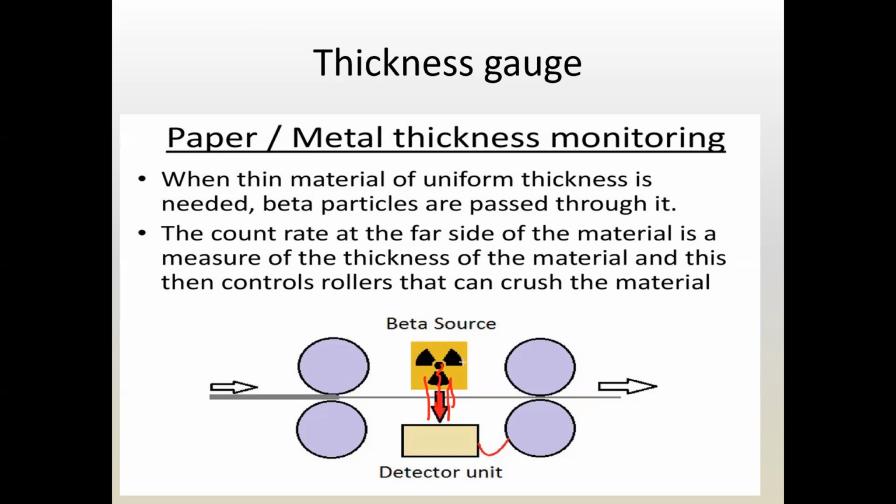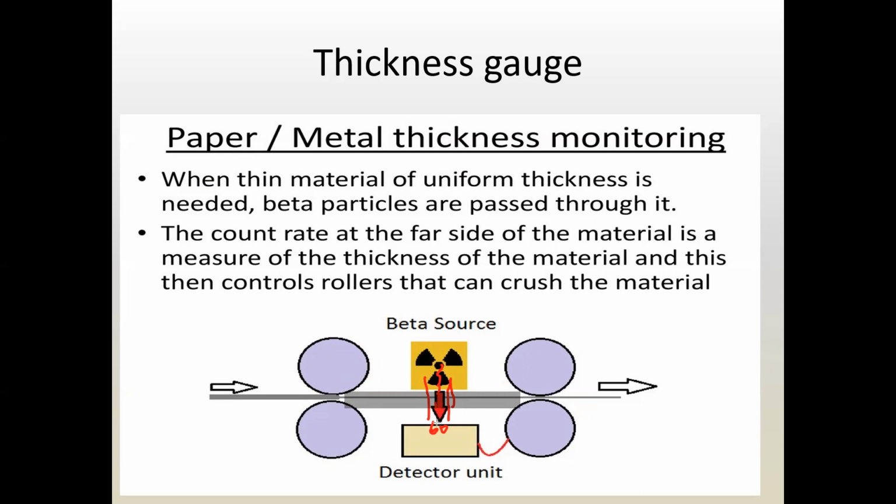For example, say the counter is recording 60 counts, 60 radiations right now. But if the thickness slightly changes, like the thickness increases, if there's an increase in the thickness, what will happen?